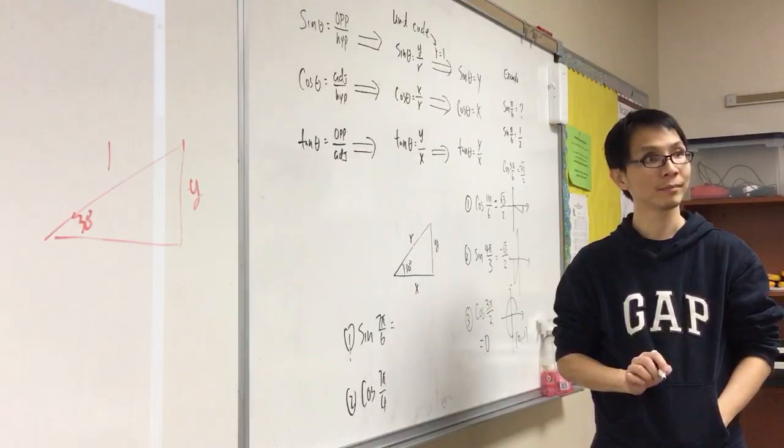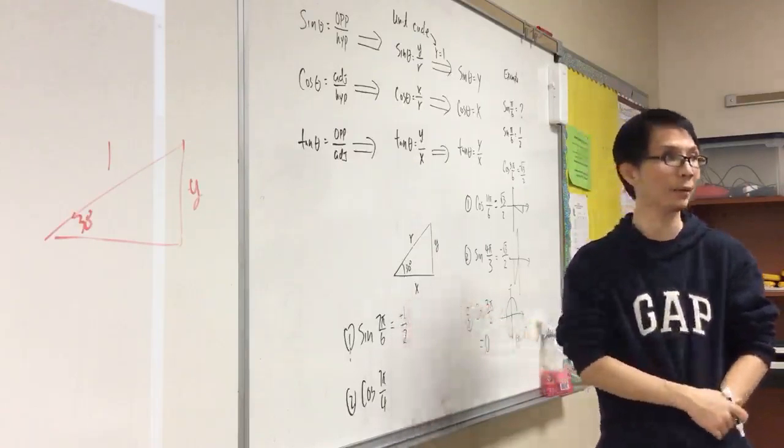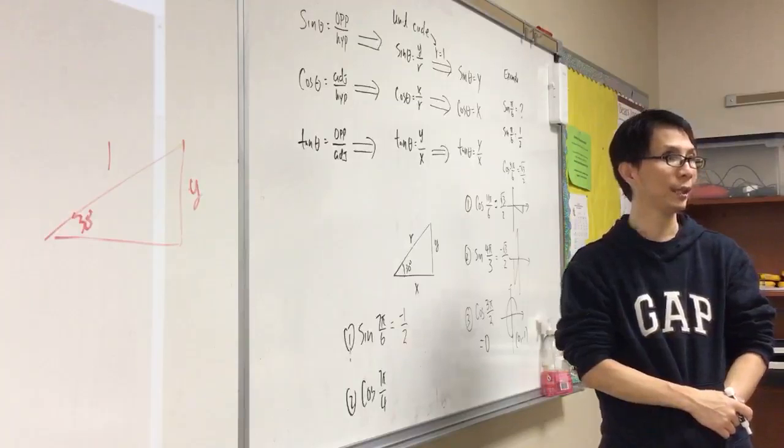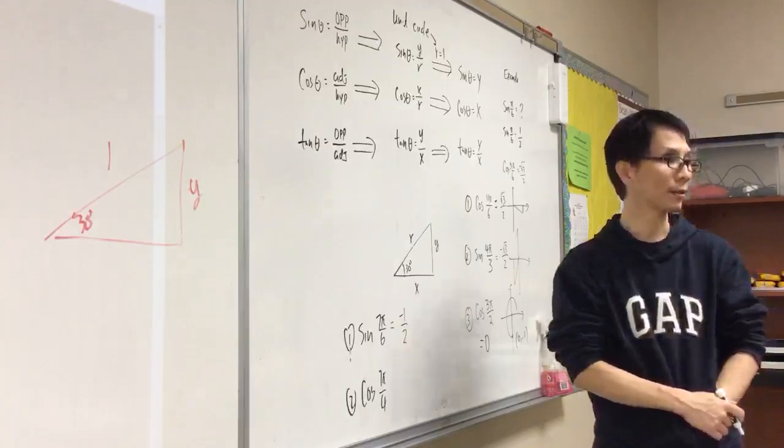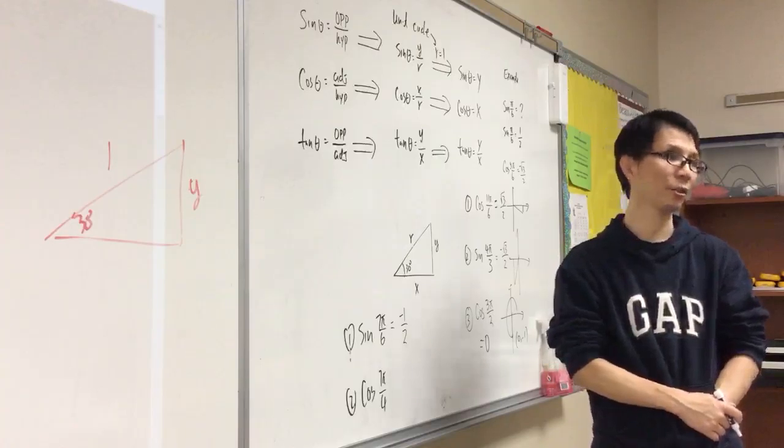Negative 1 half. Negative 1/2 is perfect. How many of you guys got negative 1/2? Okay, what happened to the rest of you guys? He got 1 half. It's on the bottom part. Oh, you have to know your unit circle first.